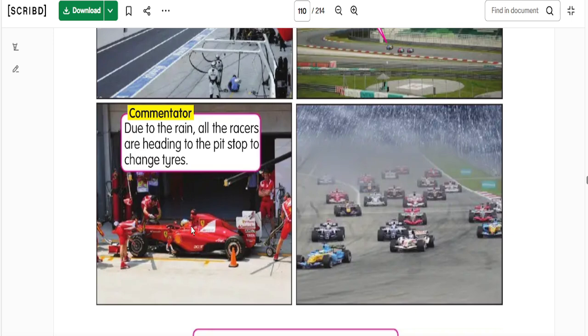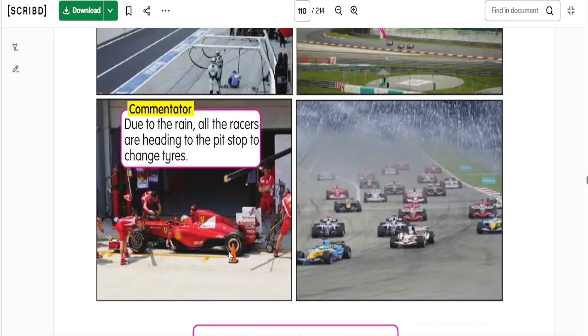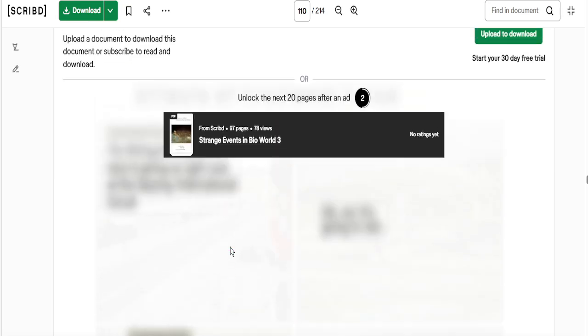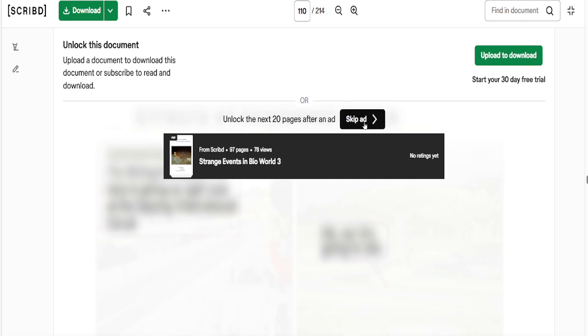So due to rain, all the racers have to stop and change their tires. Why? They have to put on tires which have more friction, so that they don't slip. Are you getting me? Because more friction means they won't slip, and less friction means the movement is very easy, right? Usually when it's raining, a scooter slips because there is less friction. Okay, are you getting it? Good.